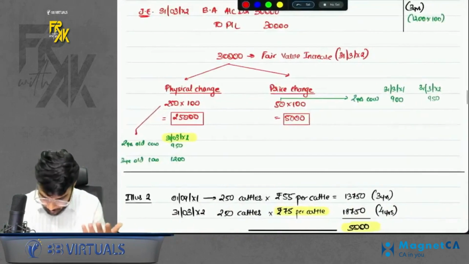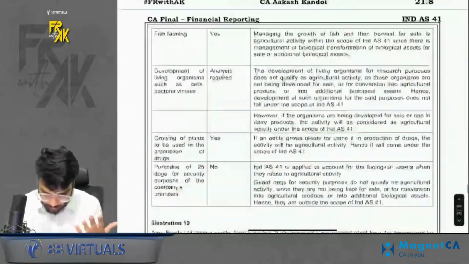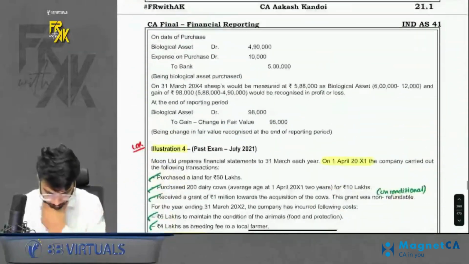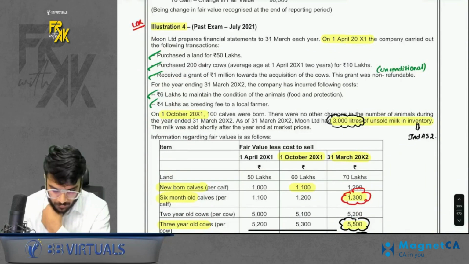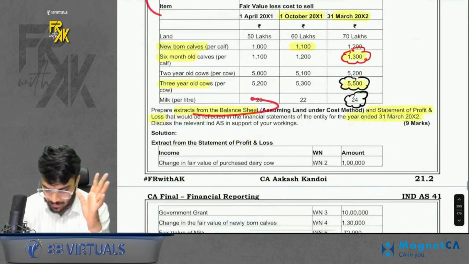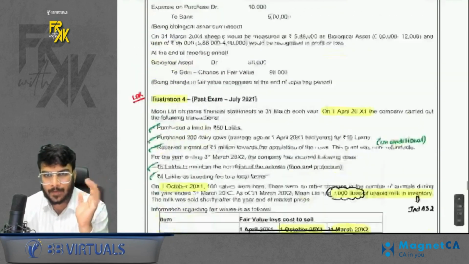Okay. Then we can move on towards certain questions which I feel are important for you to revise. Basic questions, of course, you can try on your own. First, illustration number 4 was there. It is a very good question. What is there in this? So basically, balance sheet extracts and profit and loss extracts were asked from you on the year end. So evaluate one by one.